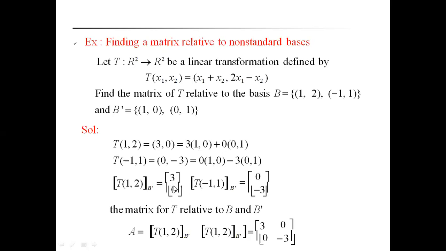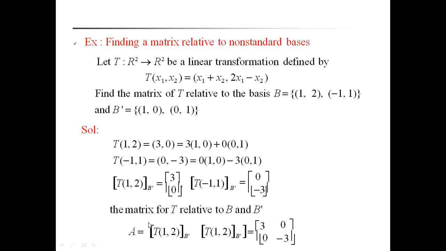Write it in the column matrix. Similarly, to write T of (-1, 1) relative to the basis B dash, what are the coefficients of this linear combination? 0 and -3. These values can be written in the form of the column matrix (0, -3). Now write the matrix of T relative to the basis B and B dash.